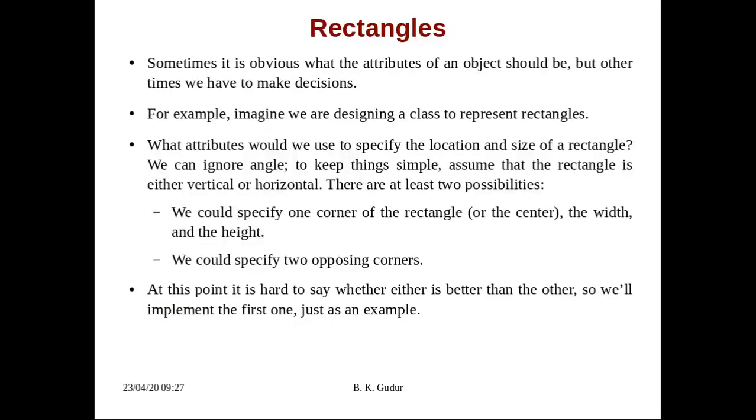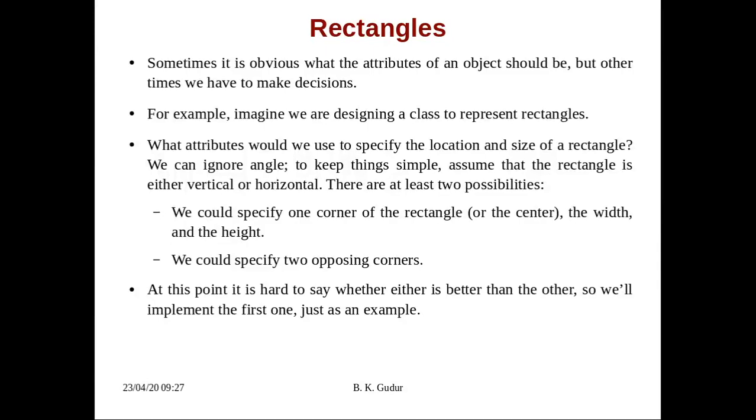With this we'll move on to one more class called rectangle. Let's see here, sometimes it is obvious what the attributes of an object should be, what type of attributes an object should have. Like in the case of point, we just decided that the point attributes will be floating point numbers.